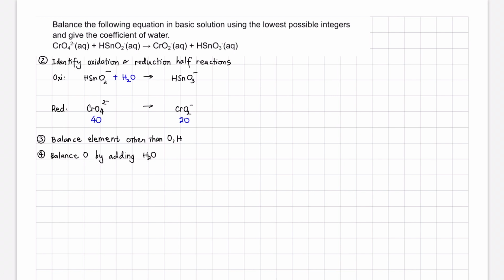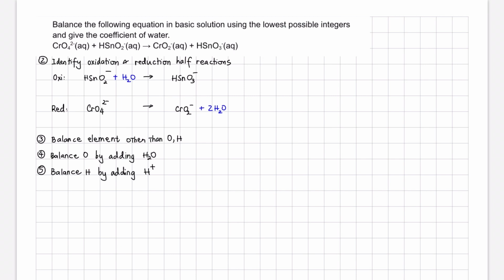Moving on, we look at the reduction half. We see that there are 4 oxygen in CrO4 on the left, and 2 oxygen in CrO2 on the right. So in order to balance it, we need to add 2 H2O on the right. That way, there will be a total of 4 oxygen on the right, equal to 4 oxygen on the left. So that's it for step 4.